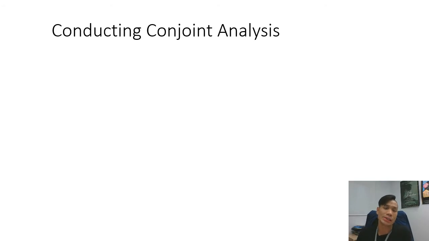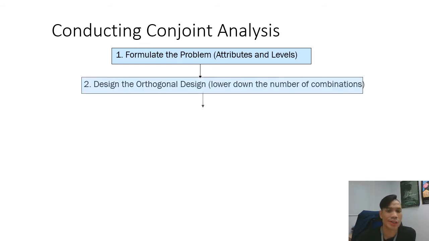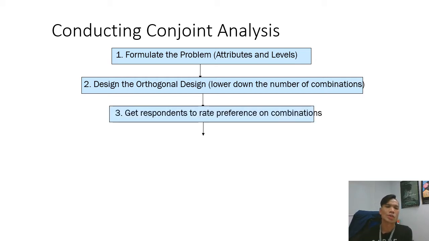Now, in conjoint analysis, there are basically 5 steps. First, you have to identify the problem: the attributes and levels. What are the attributes? What are the levels associated to those attributes? Then you have to design the orthogonal design, which is to lower the number of combinations. Like I said, if you have 3 attributes with 3 levels each, then you will have 3 to the power 3, that's 27. But maybe for this example, you might see fewer. Try not to have too many because it gets a bit complicated later on.